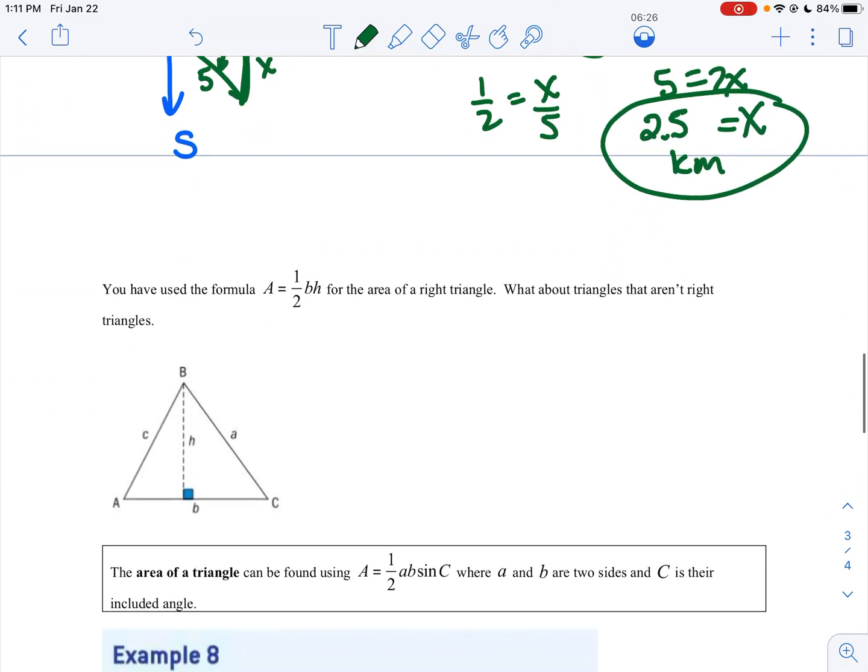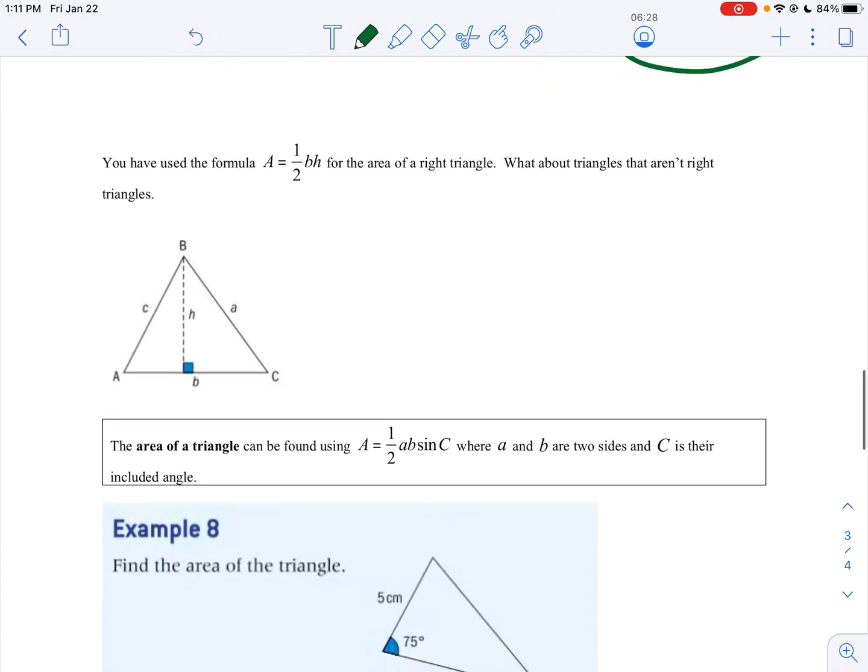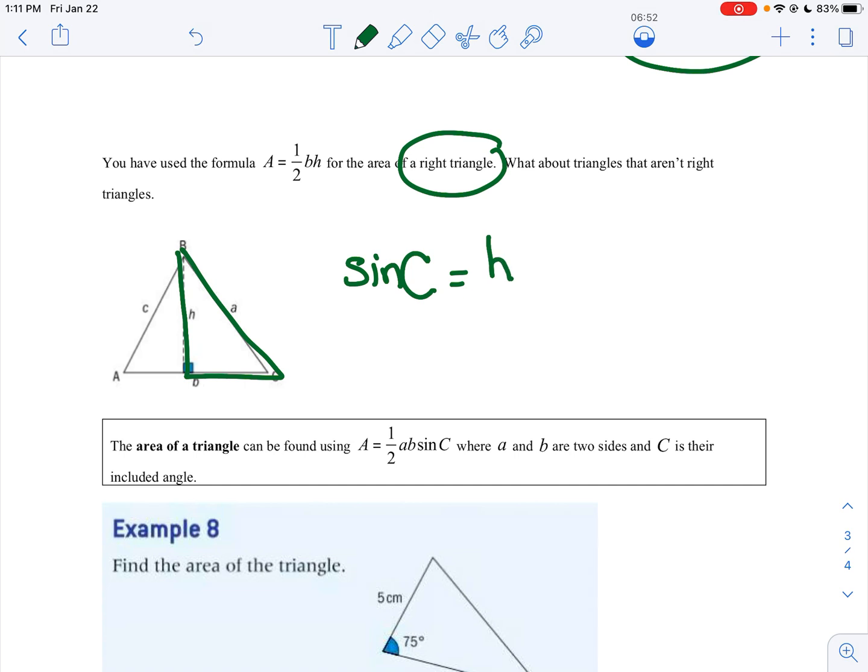All right, then the last topic is area of a triangle. You know that area is 1/2 the base times the height of a right triangle. But what about triangles that aren't right triangles? So let's take a look at this triangle here where I've drawn H, the height. So if I look at the triangle here, I have the sine of C would be the opposite over the hypotenuse. So I could cross multiply and get A times sine C equals H.